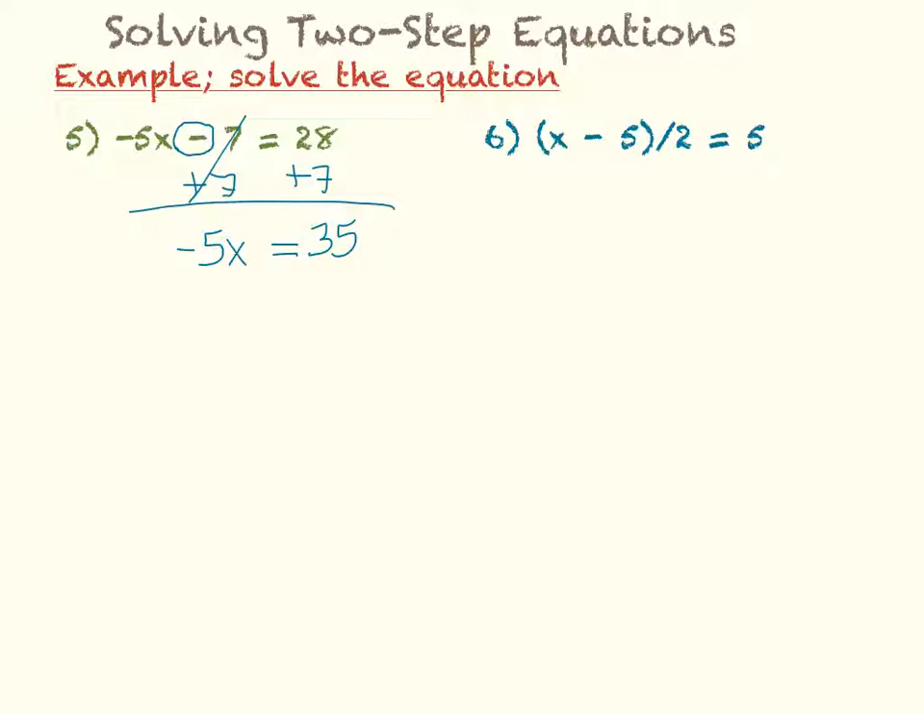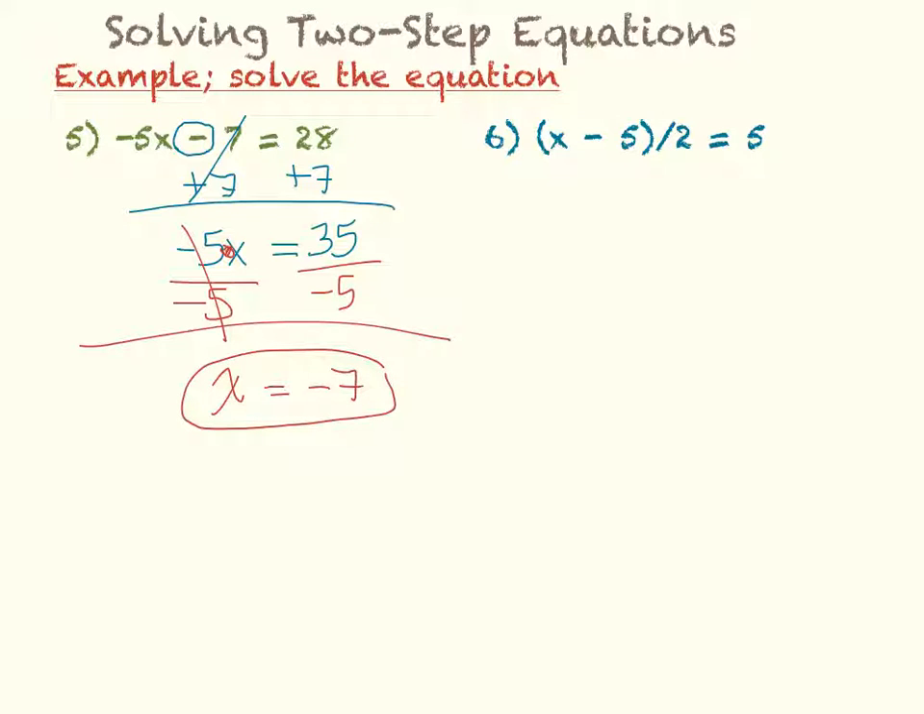So next I have negative 5 times x is going to equal 35. So to get rid of times, I need to divide. The opposite of multiply is divide. Negative 5 divided by negative 5 is going to cancel out to 1 and leave me with just the x. Divide by a negative 5 because you got to do it to both sides. 35 divided by a negative 5 is going to be negative 7. And that is your final answer.